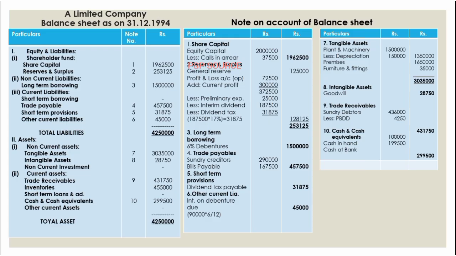And for current liabilities, short-term borrowing: in our problem there is no entry given related to short-term borrowing, so I have entered nil in that column. Next, trade payable 4,57,500, short-term provisions rupees 31,875, other current liabilities rupees 45,000. So if you add these three subcategories, you'll get 42 lakh 50,000 of total liabilities.